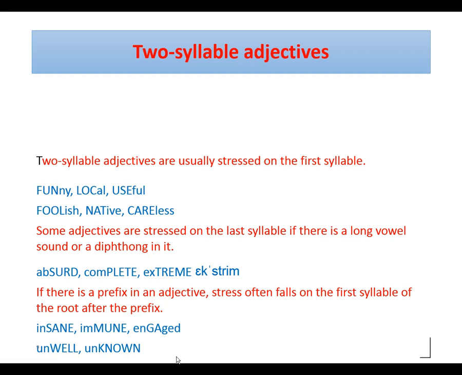Two-syllable adjectives follow the same rule as nouns. Funny, local, useful, foolish, native, careless. Also, when we have a second syllable containing a long vowel or a diphthong, we stress the second syllable in adjectives. For example: absurd, complete, extreme. Concerning adjectives and suffixes, we're going to talk about it later. But here we have insane, immune, engaged, unwell, unknown.